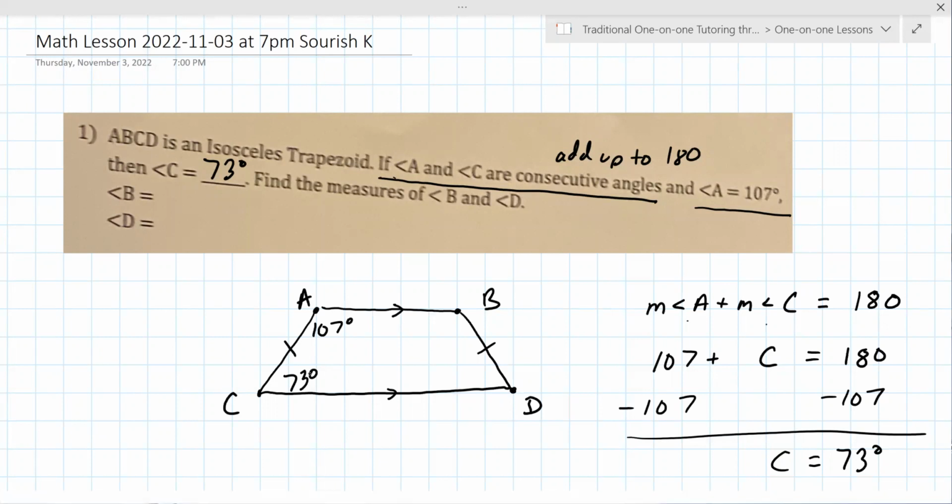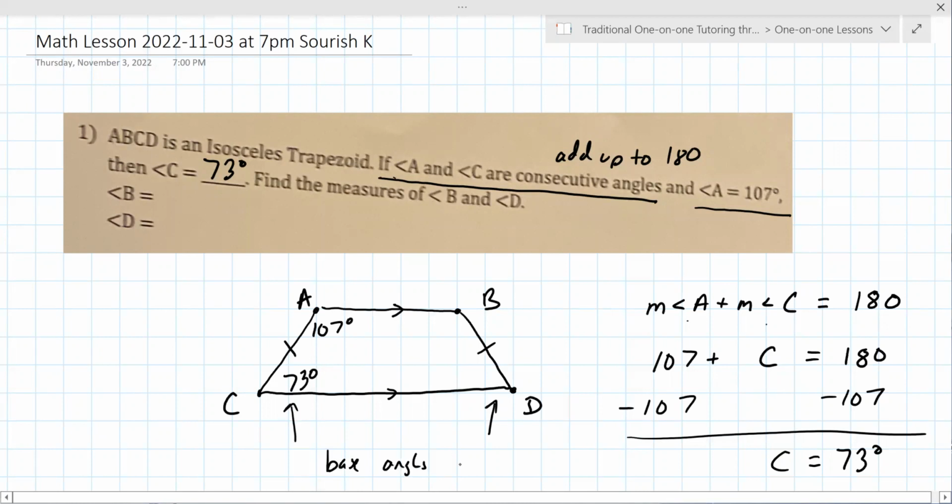Now, in an isosceles trapezoid, the base angles are the same. So the base angles here are congruent, or the same. What must the measure of angle D be? The base angles are congruent. So it means you have to add up to 180 degrees. No, that's consecutive. Congruent is something different. Congruent means they are equal, so they're the same.